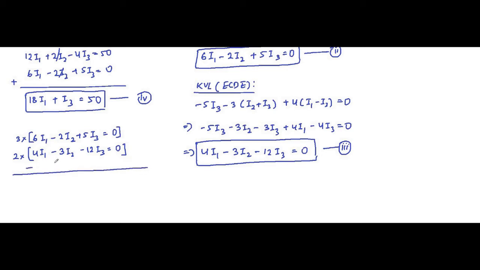So it will become minus plus plus. So it will be 18I1 minus 12I1, 18I1 minus 8I1, that will be 10I1. This will get cancelled, that is minus 6I2 plus 6I2. Here it will be 15I3 minus 24I3, so that will be 39I3, and that will be equal to 0. 10I1 plus 39I3 is equal to 0.